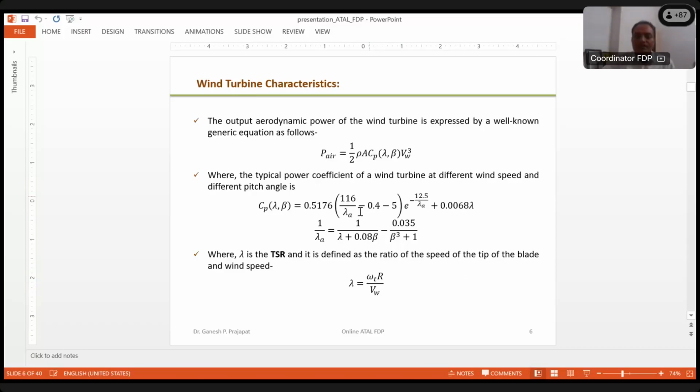So the Cp formula is nothing but a formula found through curve fitting, or you can say by a simple correlation, where this lambda is the tip speed ratio, one of the parameters. That depends on the ratio of the speed of the tip to the wind speed. Ultimately, once a wind turbine has been designed, the radius will remain constant, and if the wind speed is also constant, then this tip speed ratio lambda is simply the turbine speed only.